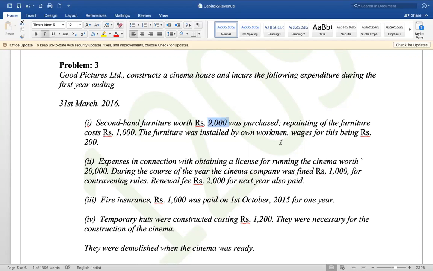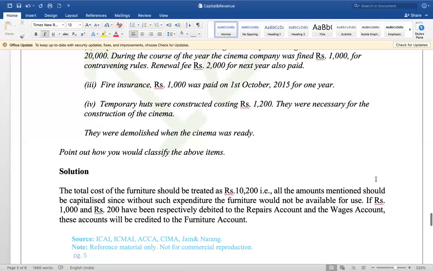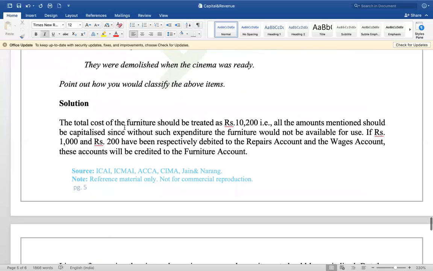Okay, next. Continue. Furniture installation expenses. So the furniture was installed by the own workman. Wages of rupees 200 would be revenue expenditure, sir. Check. The total cost of the furniture should be treated as 10,200. Why? 9,000 plus 1,000 plus 200.